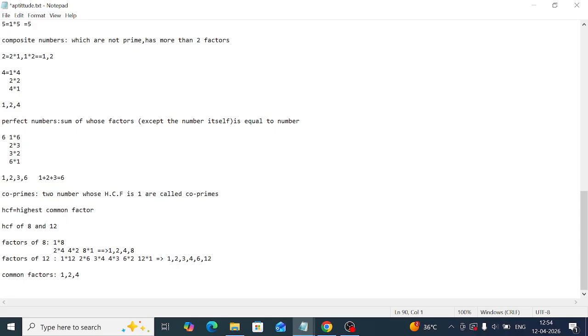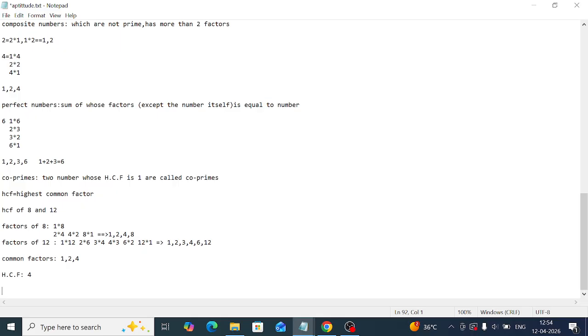Okay. See, in this, what is the highest value? HCF means highest common factor. What is the highest value? Tell me. 4 is the highest value.